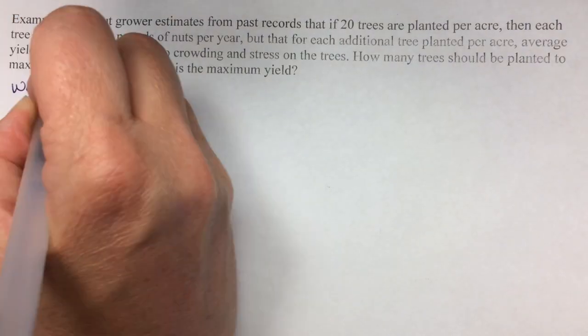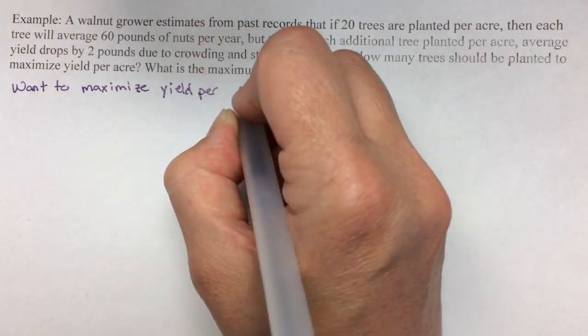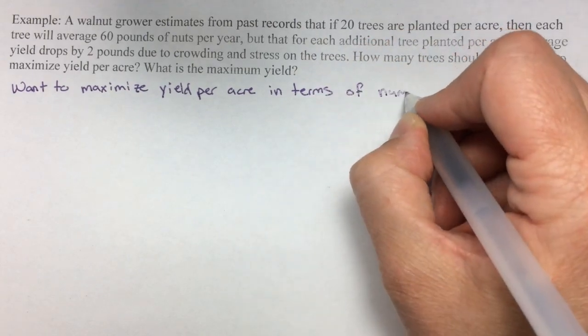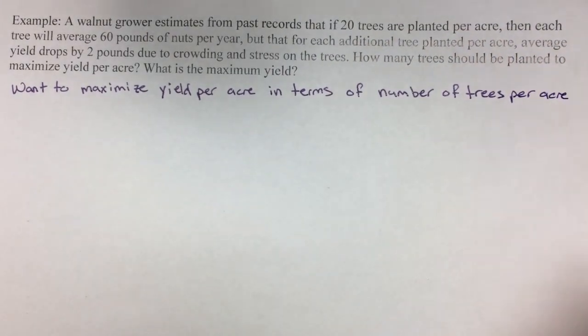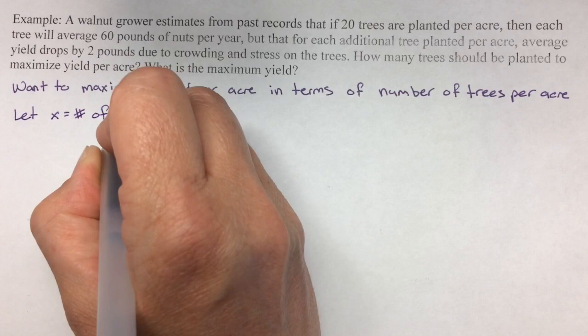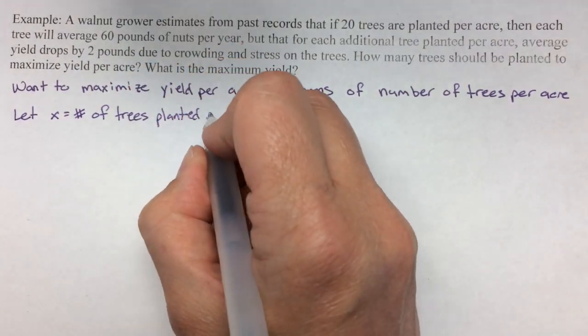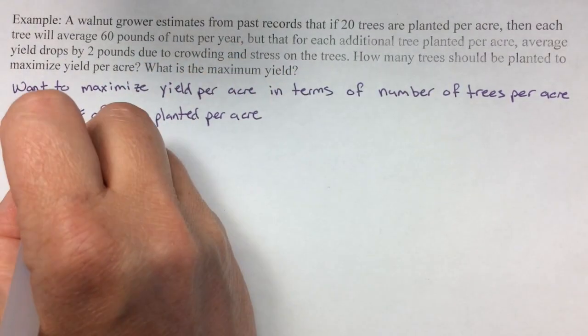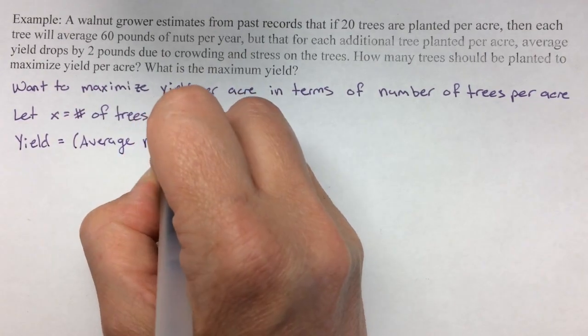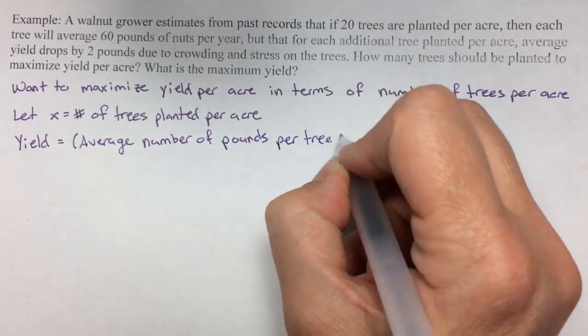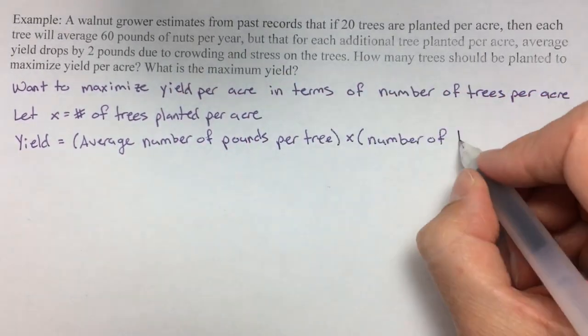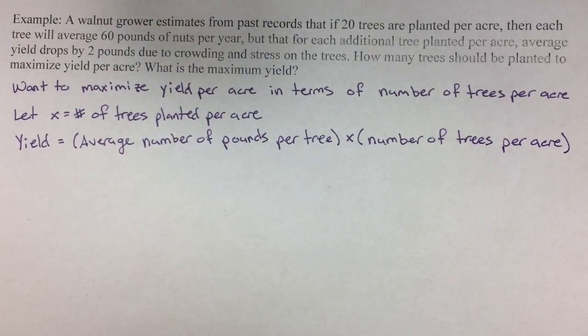In this example, we have a walnut grower who wants to maximize his total yield in terms of the number of trees that he plants per acre. So let's have our variable x be the number of trees that he's going to plant per acre. Then we need to find an equation for total yield. Total yield will be the average number of pounds per tree multiplied by the number of trees on that acre.